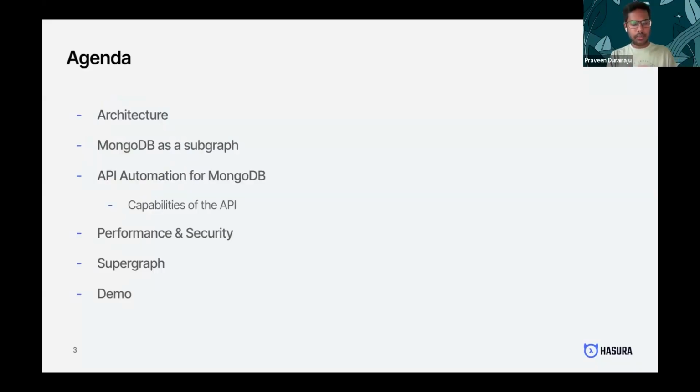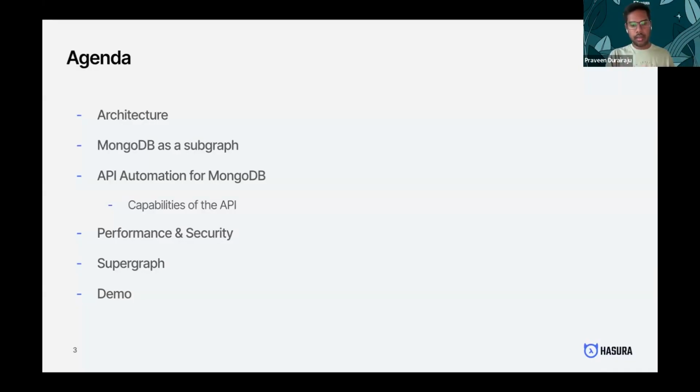Quick agenda for today. We'll look at the architecture of the whole setup. What does Hasura do, and where does it fit in the architecture, and how do you efficiently access data, right? We look at the larger subgraph and supergraph story, where we'll add MongoDB as a subgraph, and we'll get into the details of how.